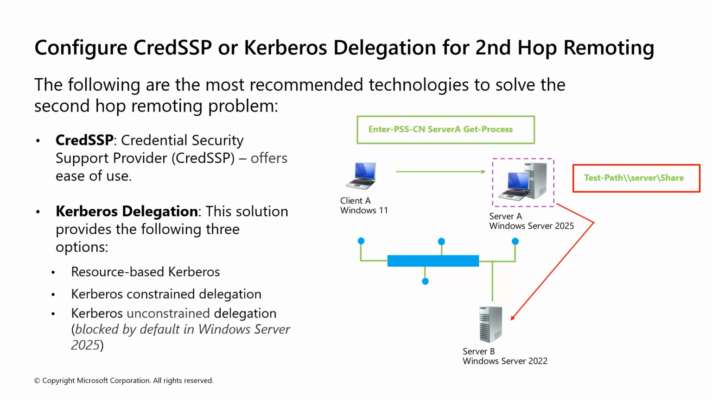The second hop problem occurs when a remote session needs to access a resource on a third server. Credential Security Support Provider, CredSSP, allows credentials to be delegated for multiple hop scenarios, but has some limitations. Kerberos delegation offers 3 options. Choose the method that best fits your security and operational needs. Understanding and configuring delegation is crucial for advanced automation and multi-tier management scenarios.